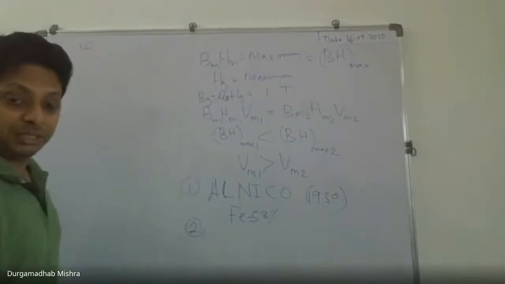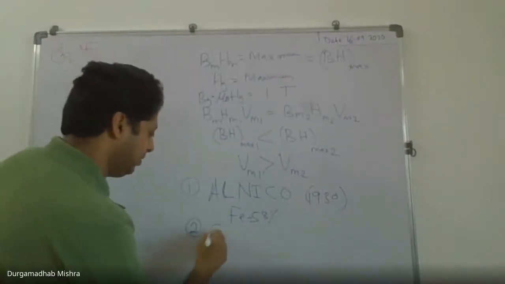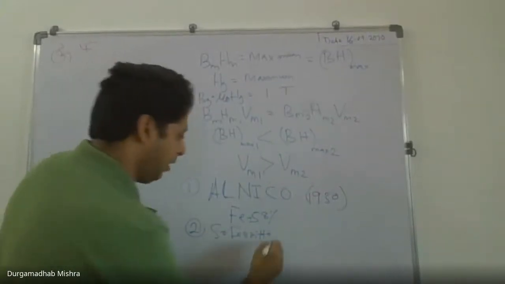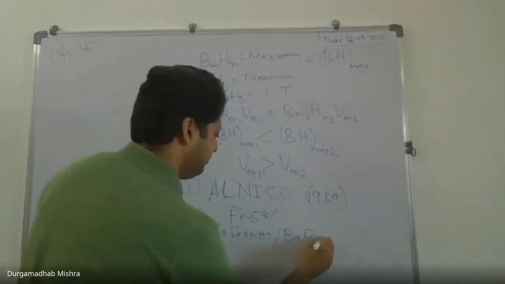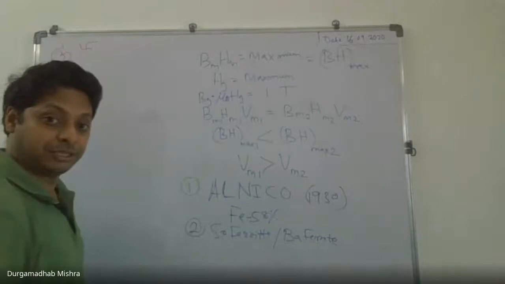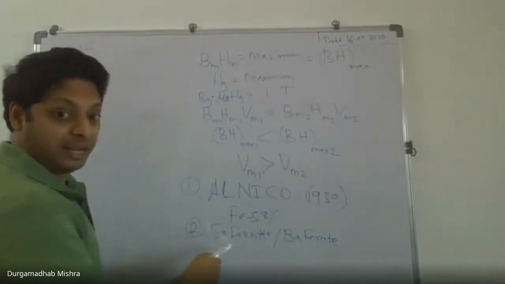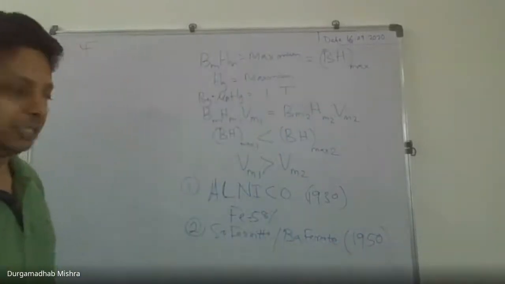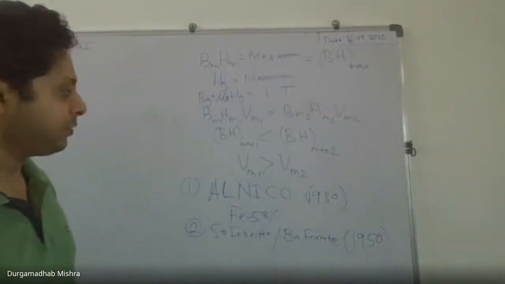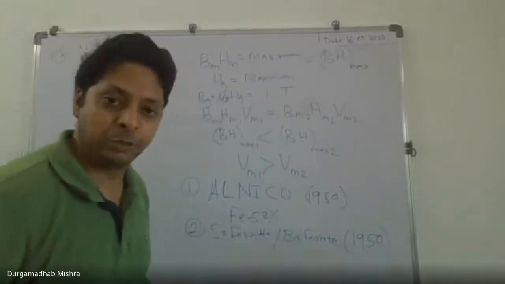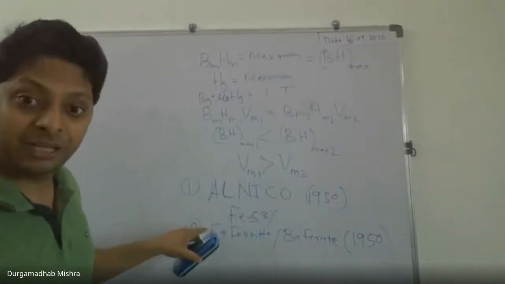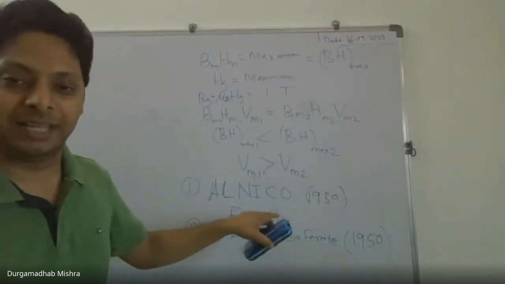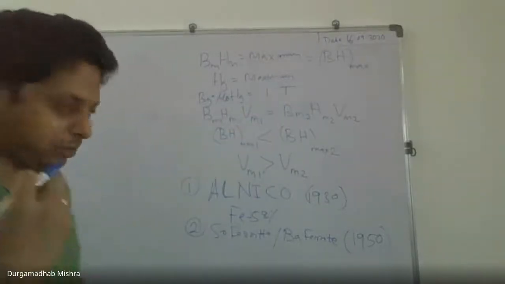Then in the 1950s, there are two different materials: strontium ferrite and barium ferrite. These are ferrite materials. Yesterday we talked about soft ferrite; these are hard ferrites, which came in the 1950s. This material was synthesized for the first time in 1952, and it has a much higher BH max, or energy product, compared to alnico, and that's why for the same amount of field, you can reduce the material.